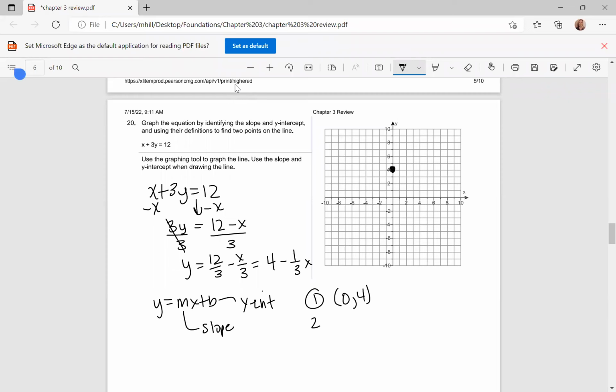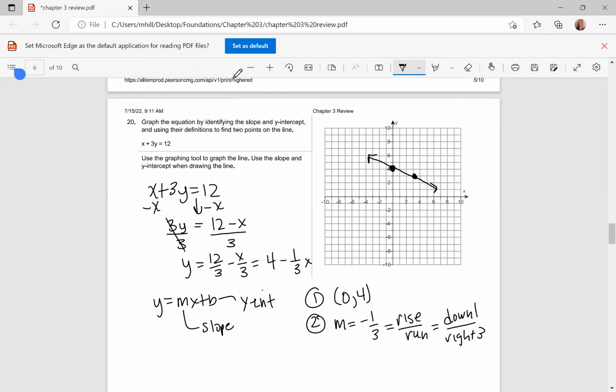Then we want to work with our slope, which is negative 1/3, rise over run. So we want to go down 1 and to the right 3. So from this point, we're going to go down 1 and to the right 3. You can also go up 1 and to the left 3. That's what you're going to do to graph your line.